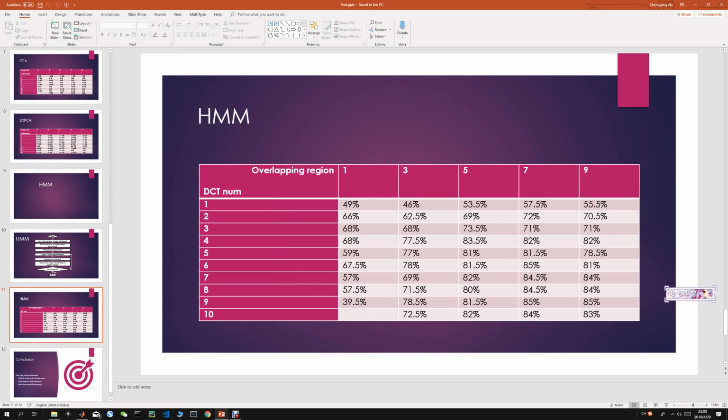This is the result of the Hidden Markov model. As we can see, the best performance increases with DCT number at first and then decreases, and it increases with the overlapping region and then decreases. So we determine the best accuracy location is an overlapping region of 7 and a DCT number of 9. The result is 85%.